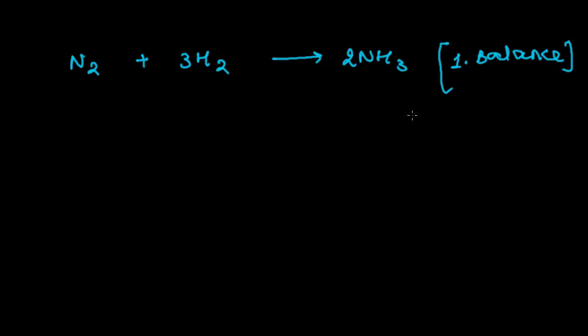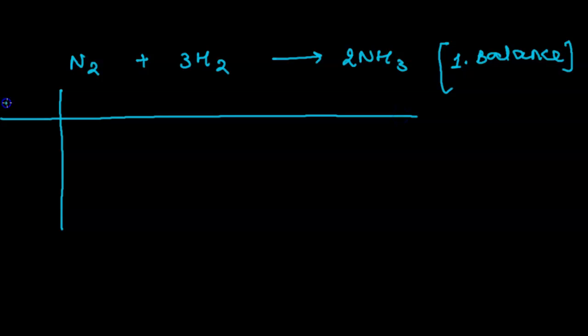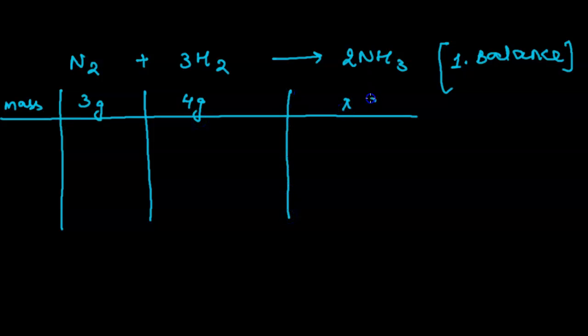Next thing I am given is my mass. So whenever we are doing stoichiometric problems, it's always best to put it into a clarified table form. The first thing that we are going to put in is the mass. That is our given quantity. We're given the mass of nitrogen to be 3 grams and the mass of hydrogen to be 4 grams. And the required quantity is the mass of ammonia, so we'll put X grams here.